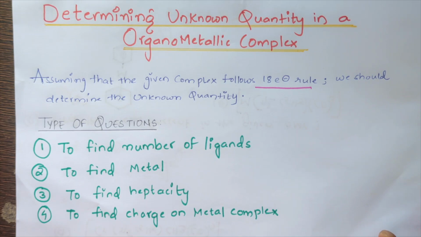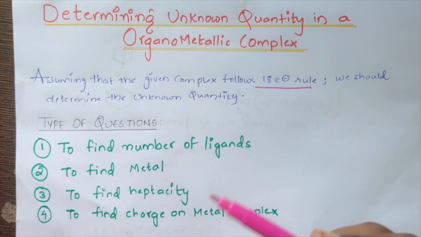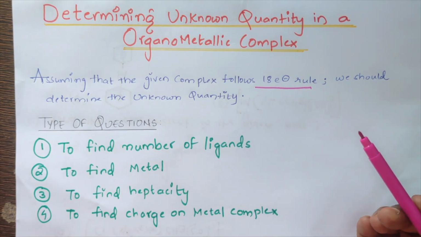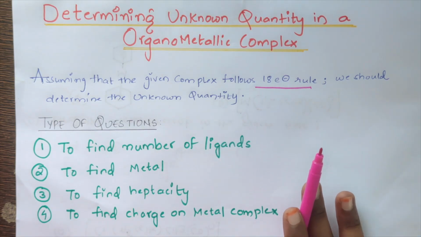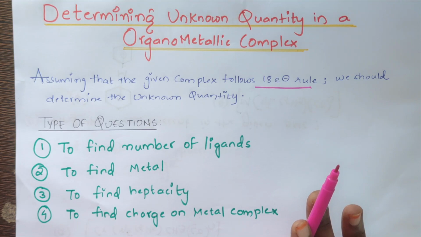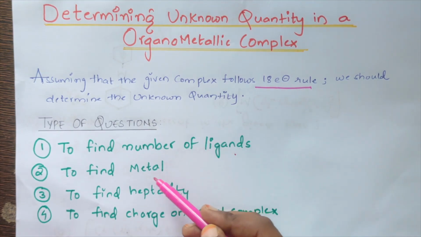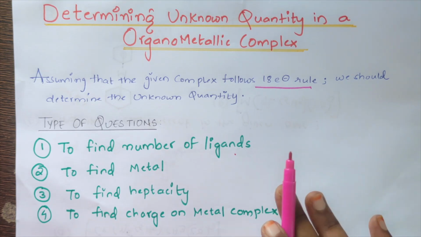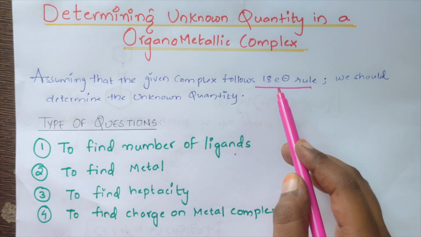And while solving this type of question, we should assume that the given complex follows the 18 electron rule. Sometimes it is already given in the question that the complex follows the 18 electron rule, and we have to find the unknown quantity. They may ask to find the number of ligands, the number of metals, the hapticity, or the charge on the given metal complex. These are the types of questions generally asked, and we have to assume that the complex follows the 18 electron rule.